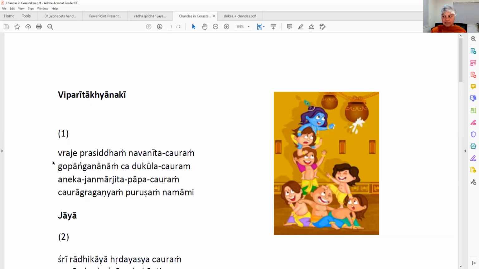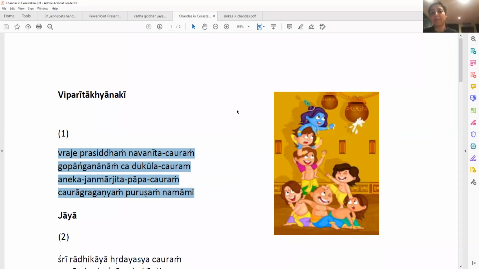Now, Sanskrit class students, which is the verb in this particular verse? Prasiddham? Chauram? What does the verb end in usually? Namami, correct. Namami is the verb. So this whole verse is around, I am bowing down. So that is the story. I am bowing down. Now comes the contrariness, the viparita.